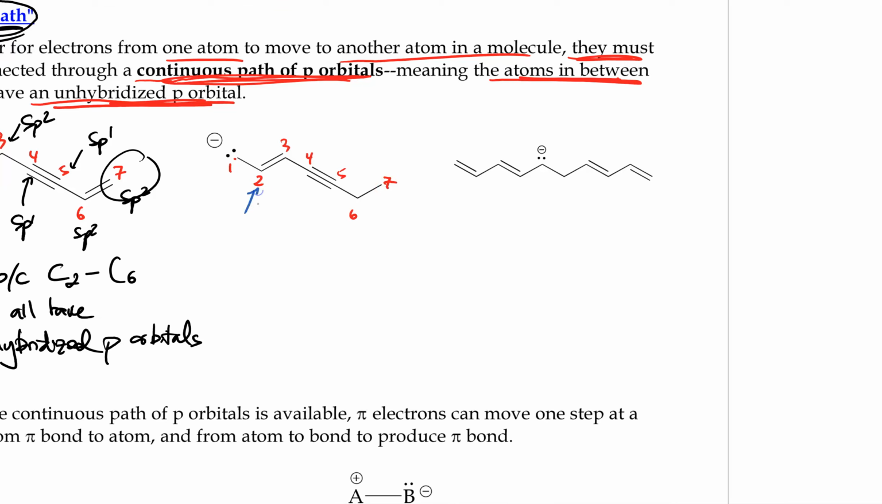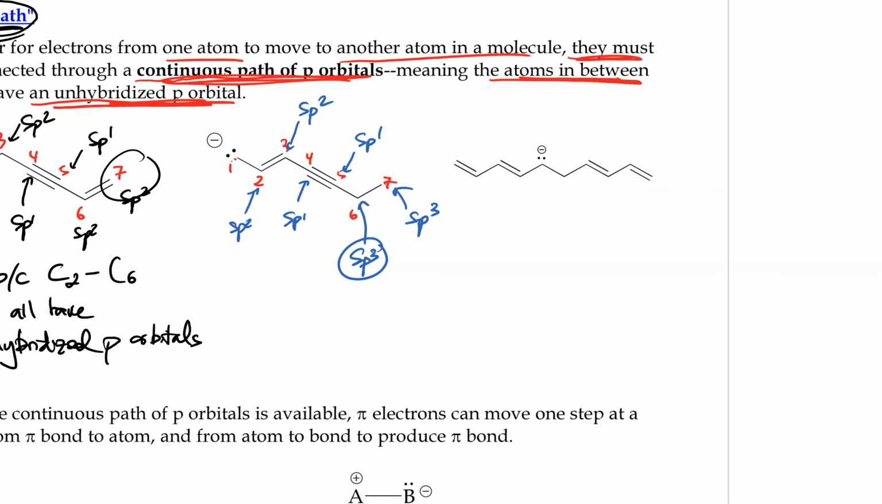Carbon number 2 is sp2, and carbon 3 is sp2 as well. Carbon 4 is sp1, and carbon 5 is sp1. And on carbon 6 right here, this is sp3. And carbon 7 is also sp3. Because carbon 6 has this sp3 hybridization, the path basically ends. So this does not provide that full path all the way from carbon 1 to carbon 7 for the electron to be floating around.